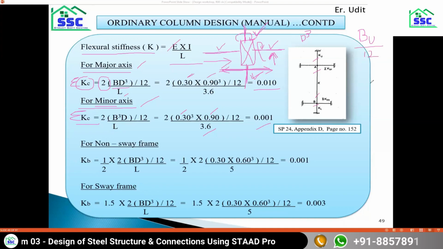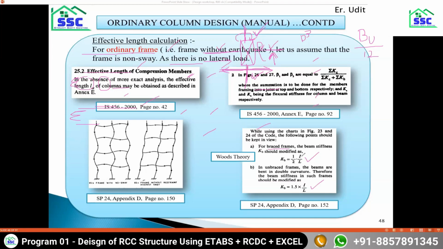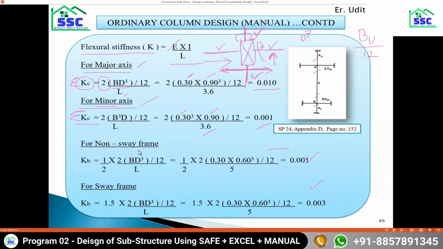But then in case of beams, we still need two values of flexural stiffness. Now, why do we need two values of flexural stiffness? I will take you back to the last slide. We need two values of flexural stiffness for beam because of this classification: for non-sway frame it is 0.5 into I by L, and for sway frame it is 1.5 into I by L. For these two reasons, we need to find out these two values.